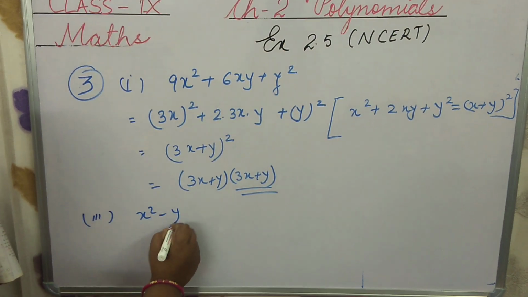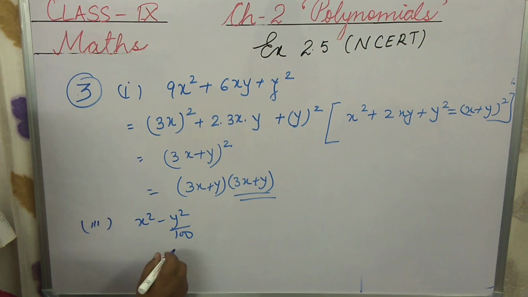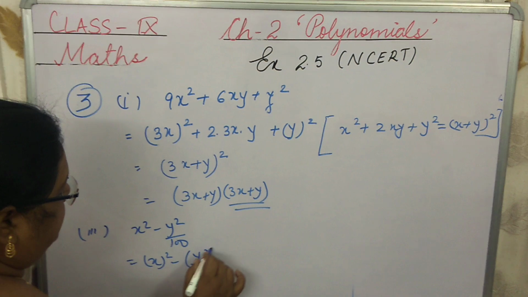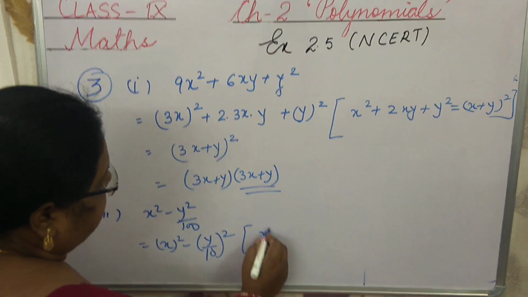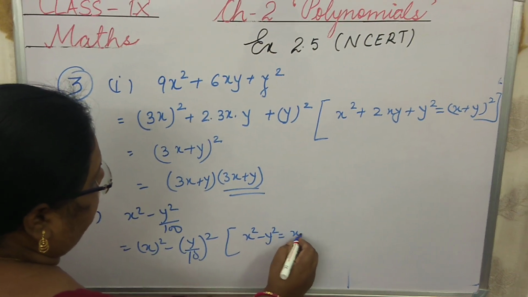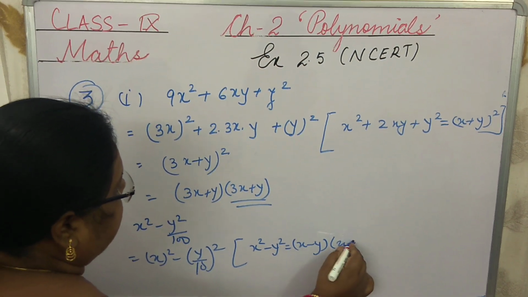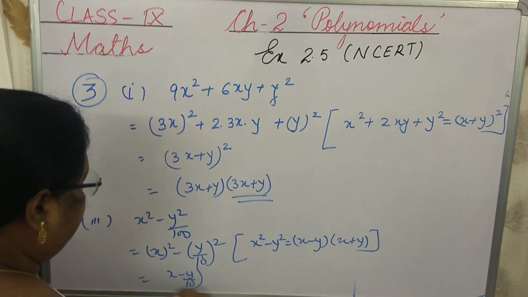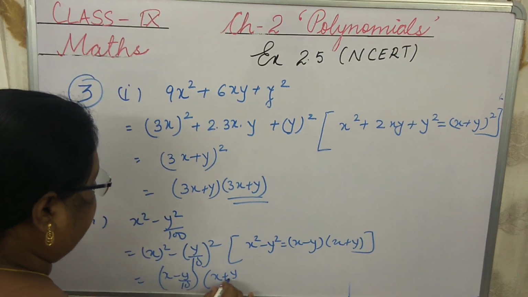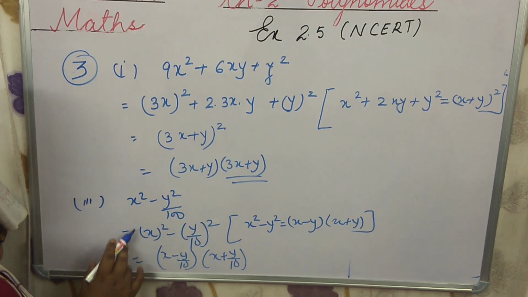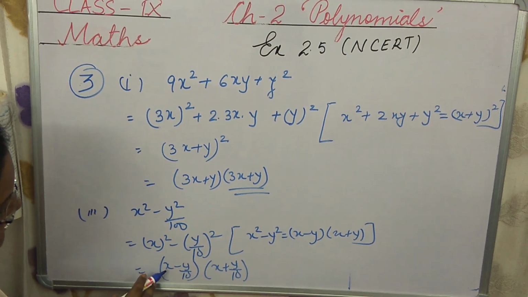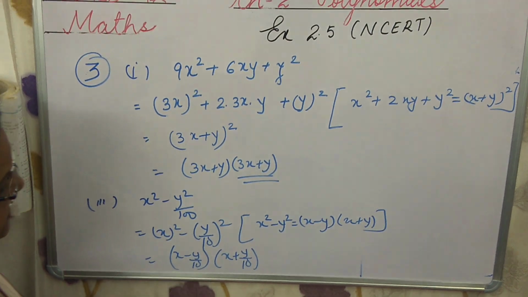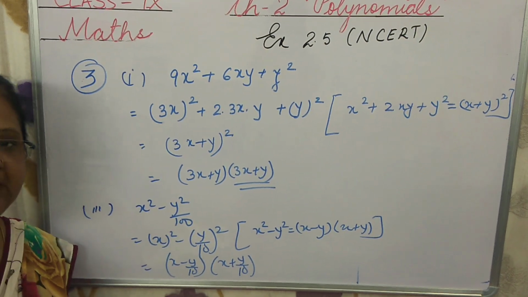x square minus y square by 100. We can write this as x whole square minus y by 10 whole square. Now we know that x square minus y square is equal to x minus y into x plus y. So we can write this as x minus y by 10 into x plus y by 10. Why? Because here a is x and b is y by 10. So a square minus b square equals a minus b into a plus b.